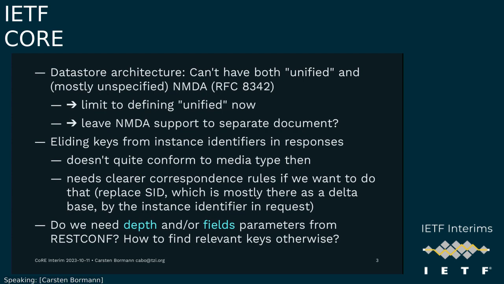So on one hand, it just says CoreConf data stores have a unified, which means simple, architecture, but then there is a single paragraph that says, oh, if you want, you can do NMDA as well, the new management data architecture that is in RFC 8342. And that doesn't work. If we actually do support NMDA, there are a number of problems that we have to address, that we have to say how it actually works with CoreConf, and we have way too little implementation experience to actually do this at this point. So my proposal here would be to just define the unified form and leave NMDA support to a separate document.